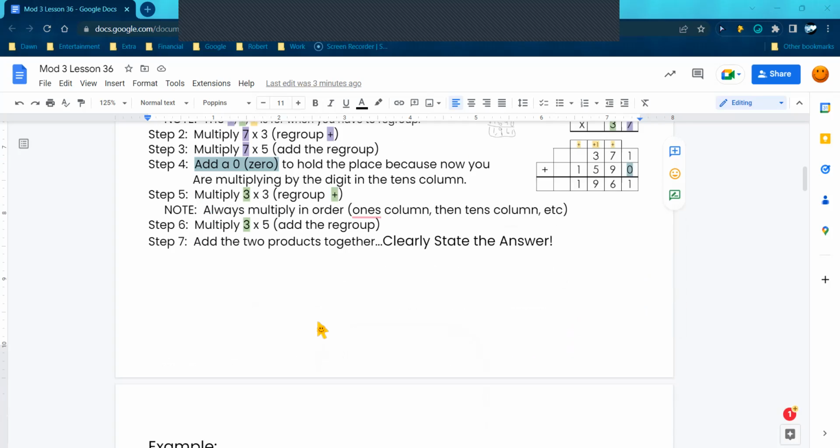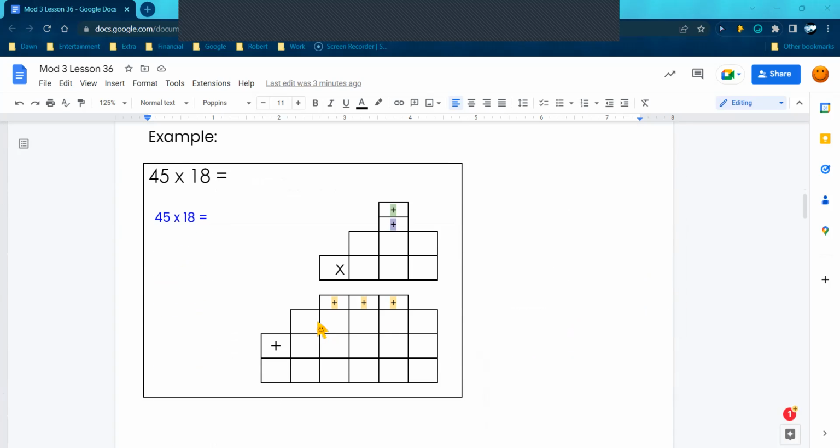So let's look at an example where we can practice. We have 45 times 18. Right here, I'm just going to write it the way it's written, 45 times 18. And then here in my scribble, I'm going to do 18 times 45, so you can see that it doesn't matter which one you put where, you get the same answer.